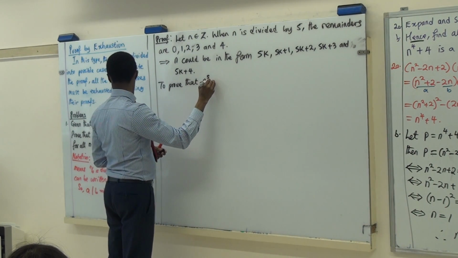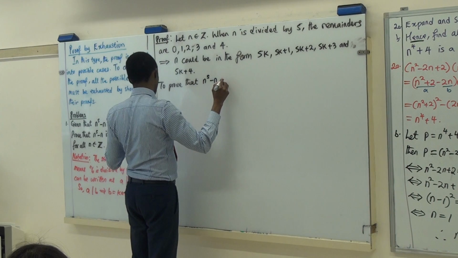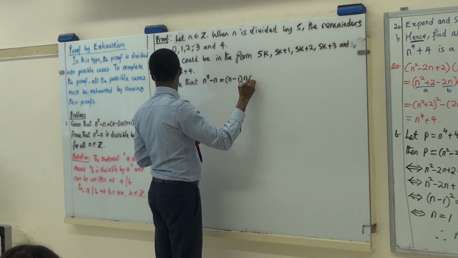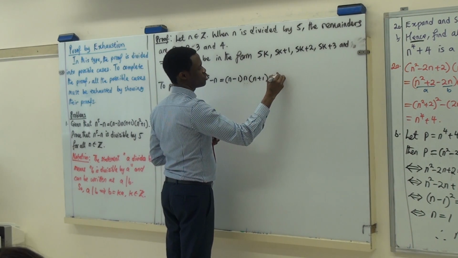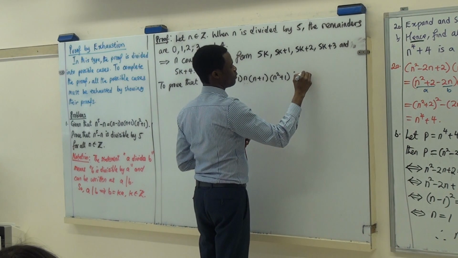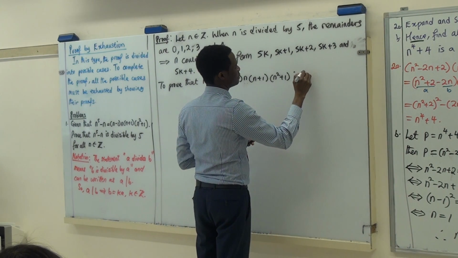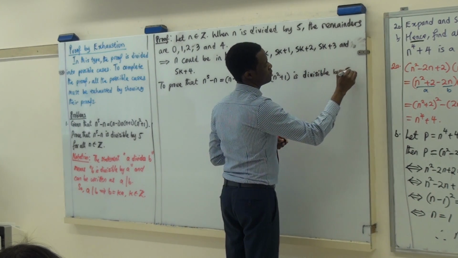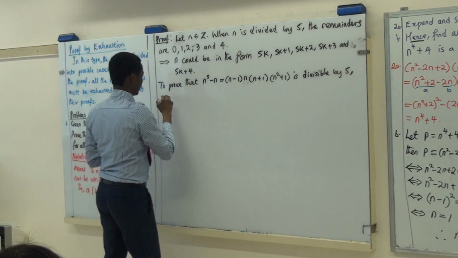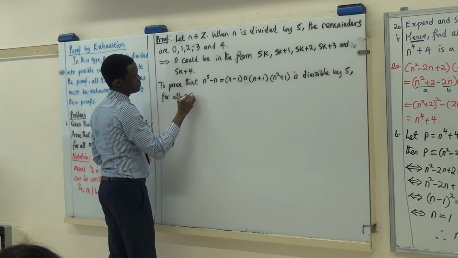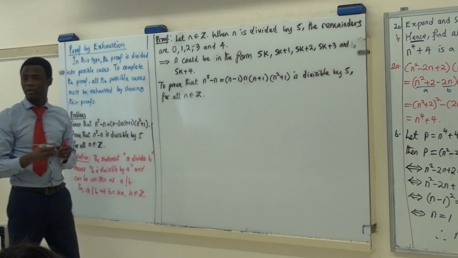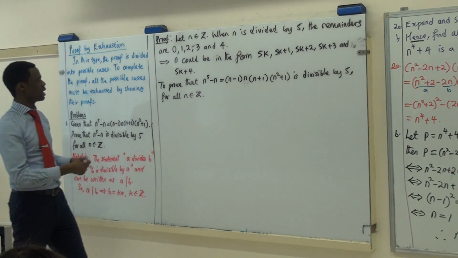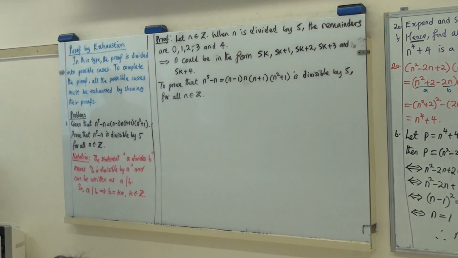To prove that n to the power 5 minus n, which of course we know to be n minus 1, n, n plus 1, n squared plus 1, is divisible by 5. I should have said 5 divides it for all n. Of course, the last statement is not necessary when you're writing. This is just me trying to explain my words.